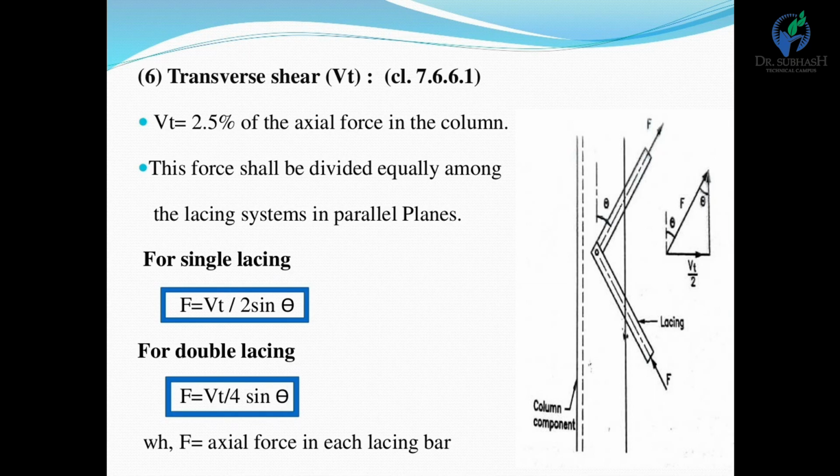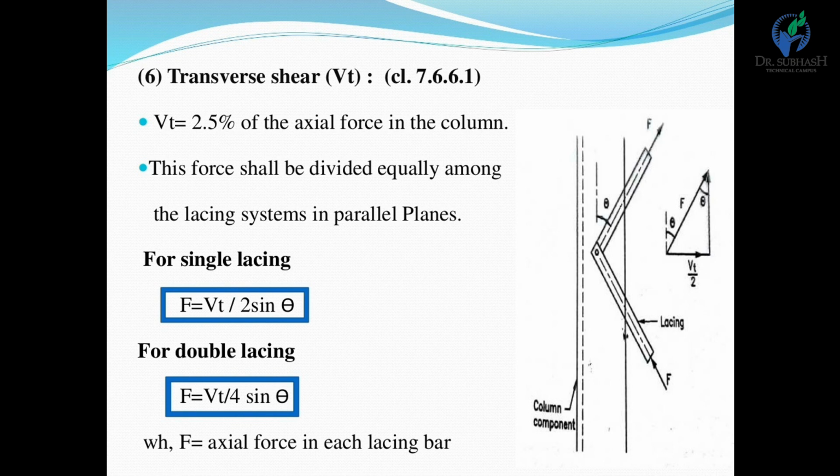Next, the transverse shear VT. Lacing should be designed not for any axial loading, but to carry transverse shear. This is a very important step to remember. Transverse shear is denoted by VT, and it is given in clause 7.6.6.1 of IS 800. Now VT is equal to 2.5% of the axial force in the column. The axial force of the column is given to you.